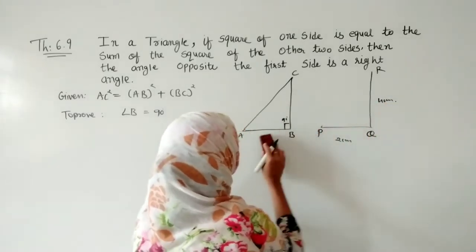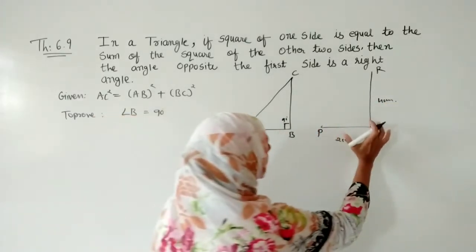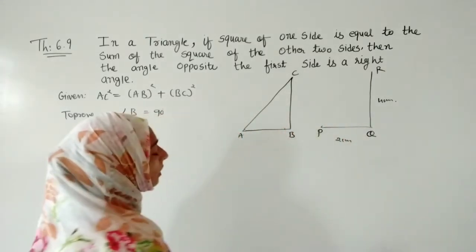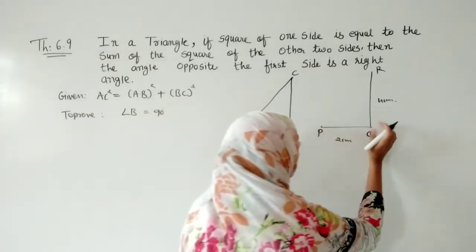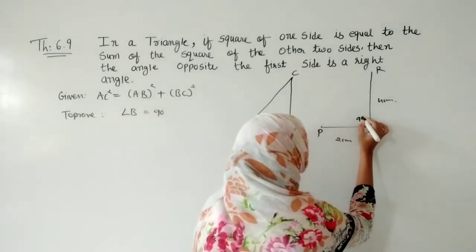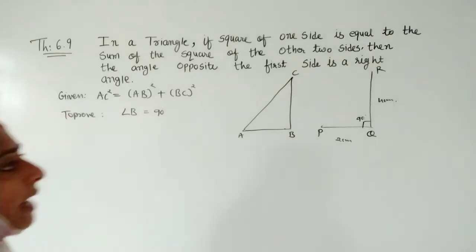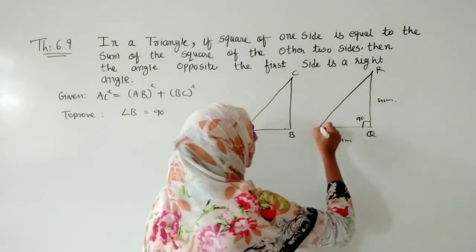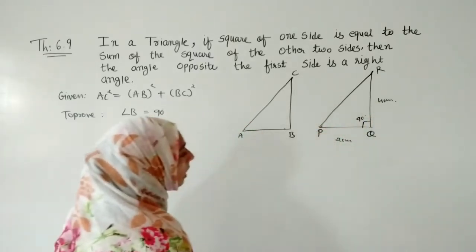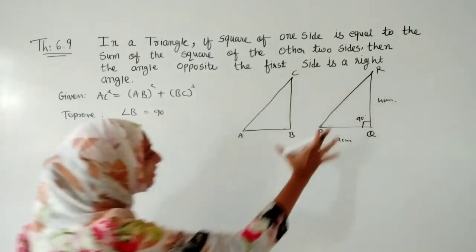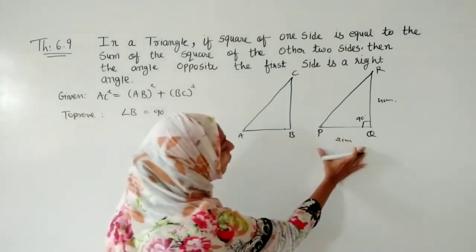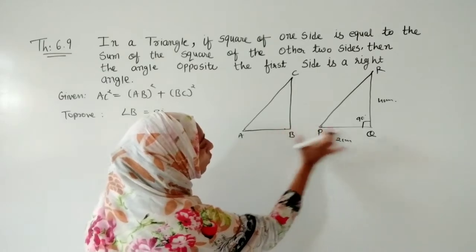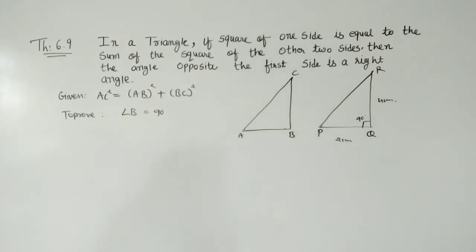Now what is not compulsory here? We do not have to take 90 degrees in the first triangle, but in the second one we must construct angle Q as 90 degrees. And if we join PR, it will form one triangle. It means we have to think about this triangle and take the help of this triangle. We have to prove the two triangles congruent, and prove both these angles the same. This is the concept of this theorem.